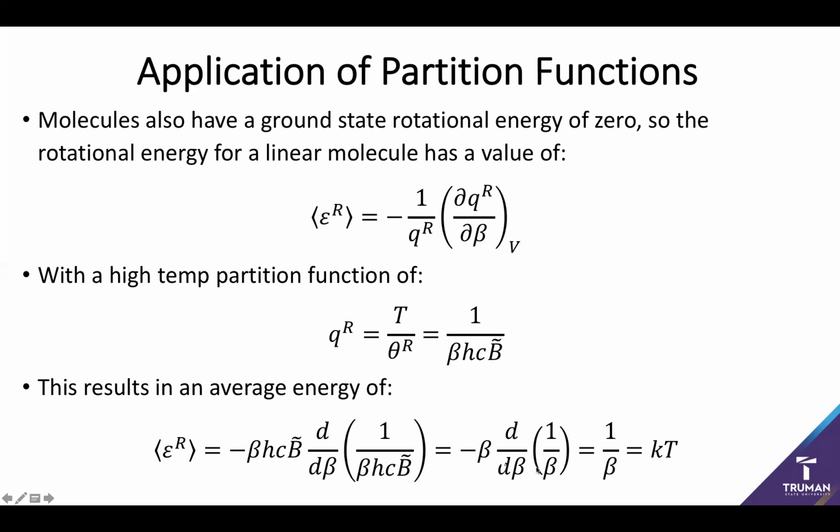So this derivative of 1 over beta just becomes negative 1 over beta squared. So negative 1 over beta squared times negative beta becomes 1 over beta, which is the same as kT. So what we find is that the rotational energy for a linear molecule ends up just being kT. So for an individual molecule, that's kT rotational energy, or for a mole, this would become RT.